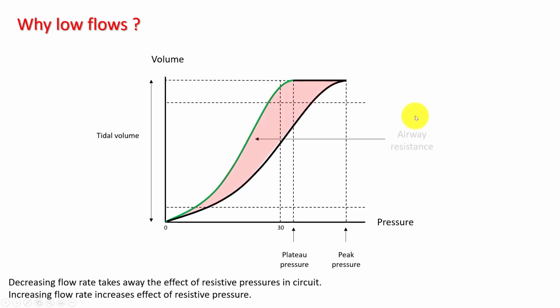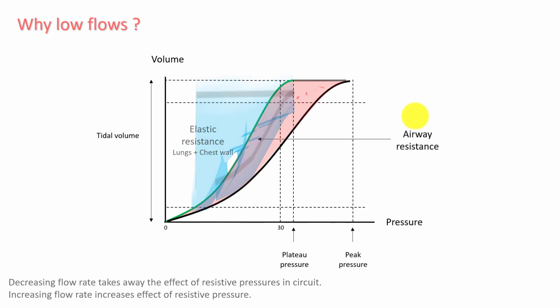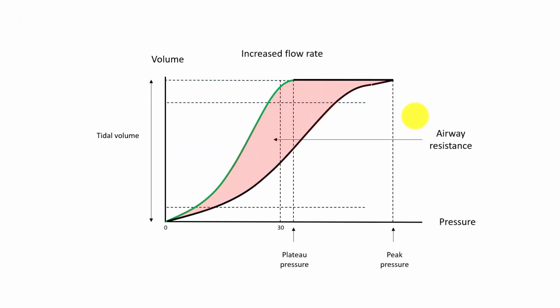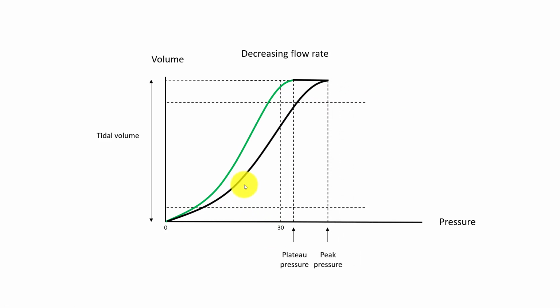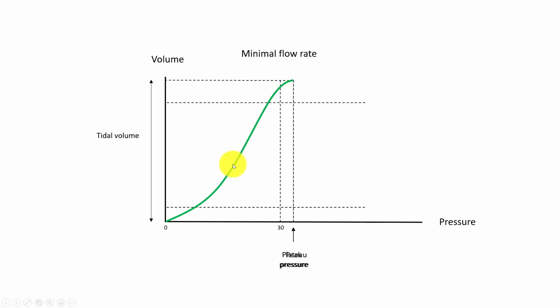The area in the red is the airway resistance, and the area in the blue is the elastic component of the circuit. If you increase the flow, you're increasing the peak pressure and increasing the airway resistance. And you can see that your lower inflection point shifts towards the right. So as you decrease the flow, your peak pressures will near the plateau pressure. And if your flows are very low, you can simulate a pressure volume loop with almost 0 flow.